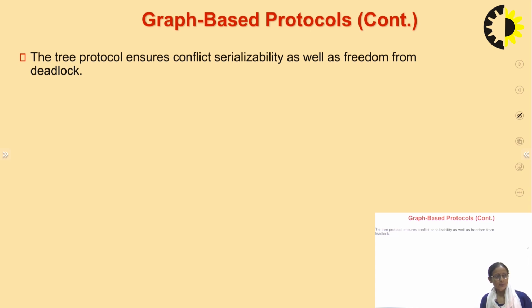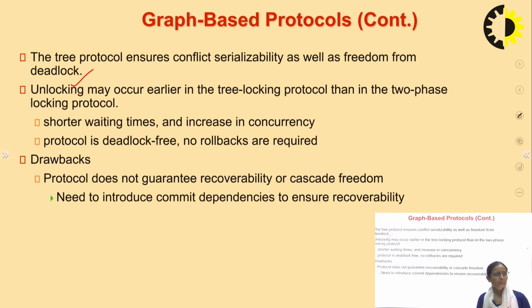When you are using the tree protocol, it ensures conflict serializability as well as, important thing, it is free from deadlock. In the 2PL protocol, we have deadlocks, but in the case of the tree protocol, it is free from deadlock. Unlocking may occur earlier in the tree locking protocol. What is happening in 2PL? You are growing and then shrinking. But in the case of the tree protocol, we have given the freedom. Shorter waiting times are due to this and concurrency increases. The protocol is deadlock free, and since it is deadlock free, no rollback is required.